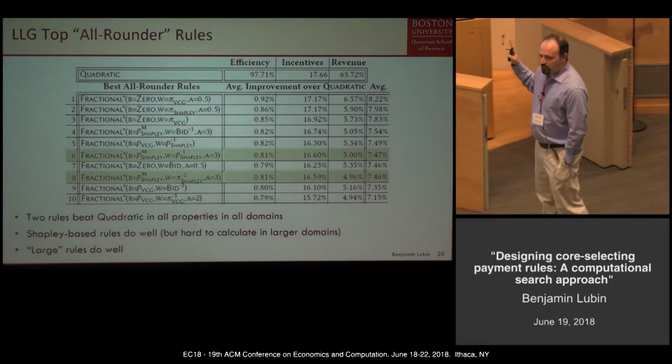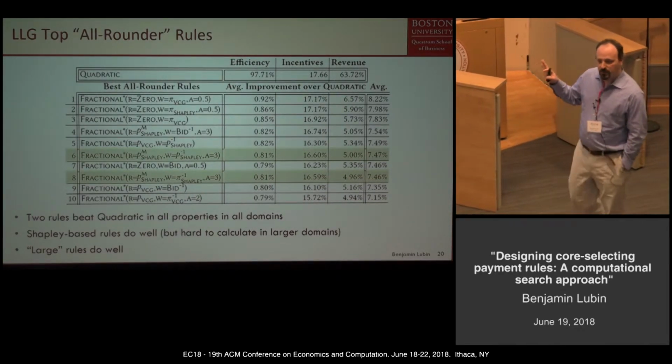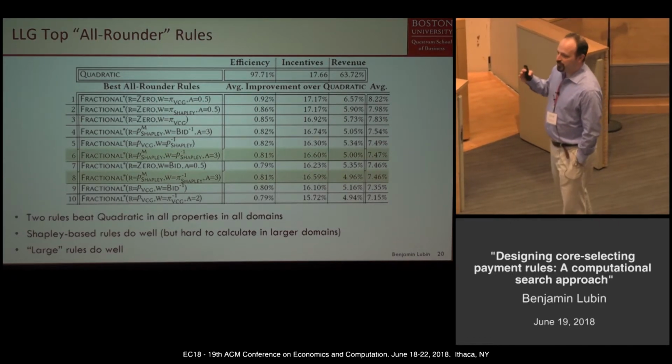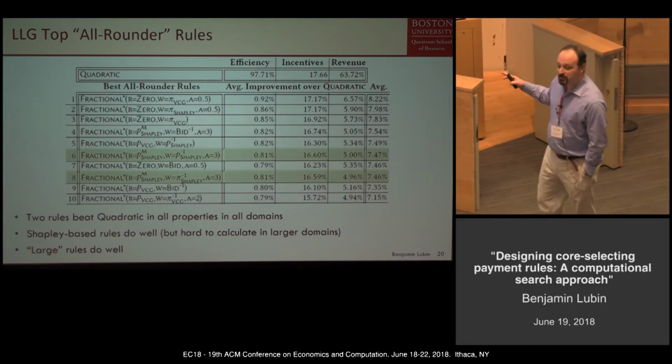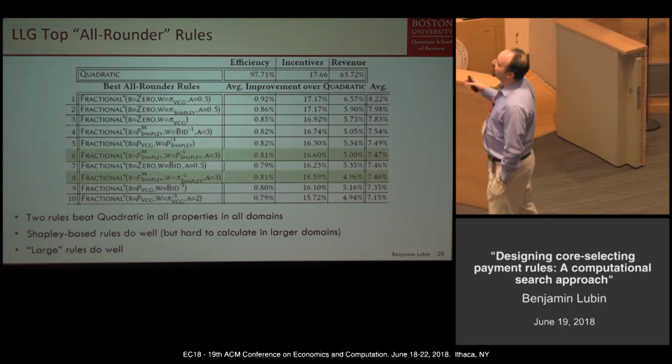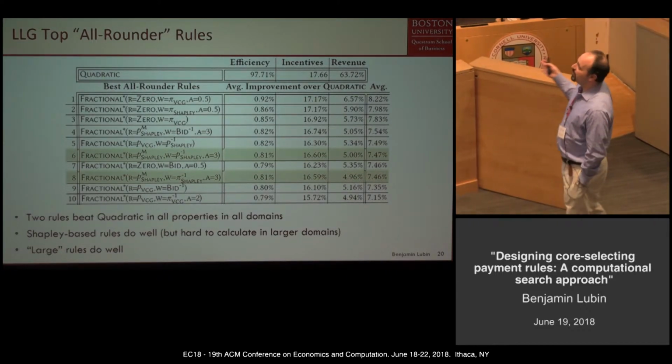So what I just showed you, though, was two examples for specific domains. We're also interested in what kind of rules we would find if we want rules that work across a wide swath of domains, rules that you might call all-rounders. They work in a lot of places.